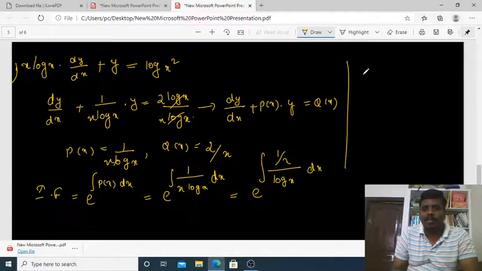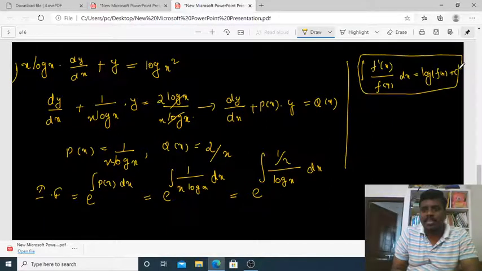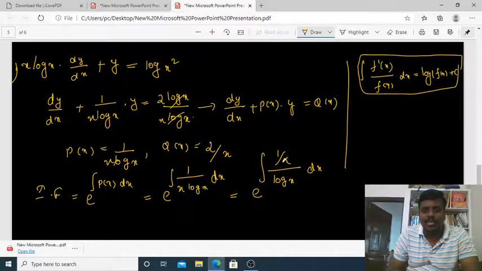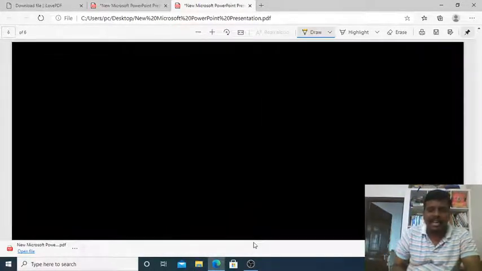So we have the formula that integral of f dash of x by f of x dx is log mod f of x plus c. By using this formula, here the derivative of log x is 1 by x. The numerator is 1 by x, the denominator is log x. Then you get e power log mod log x. Yes, the exponential and log both cancel. Then you get only the modulus of log x. That is the integrating factor.